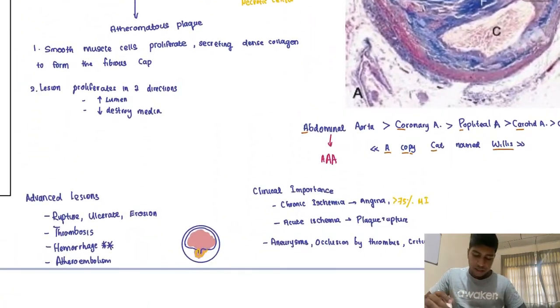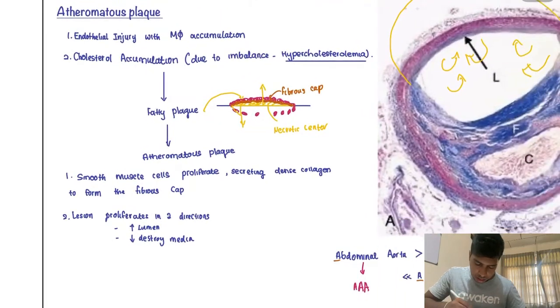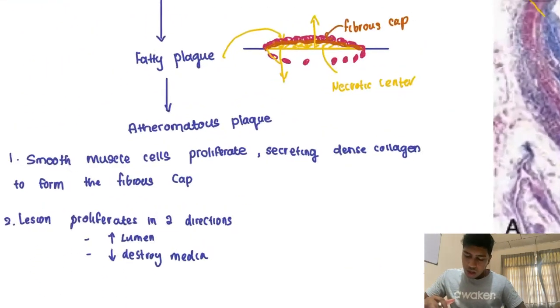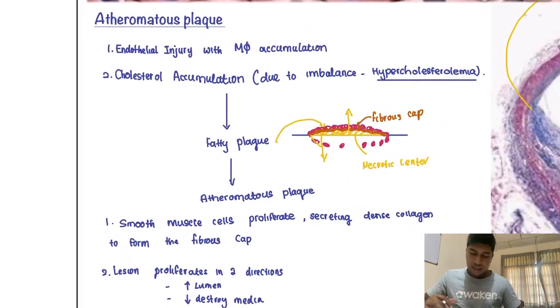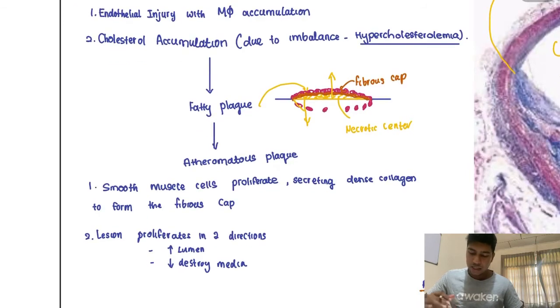That is in relation to this, or it can get occluded by a thrombus. That is occlusion by thrombus. This can cause blood to thrombose, and the whole thing can get occluded. Or it can cause critical stenosis. That's basically, it's going to narrow the lumen of the vessel, as you can see here.